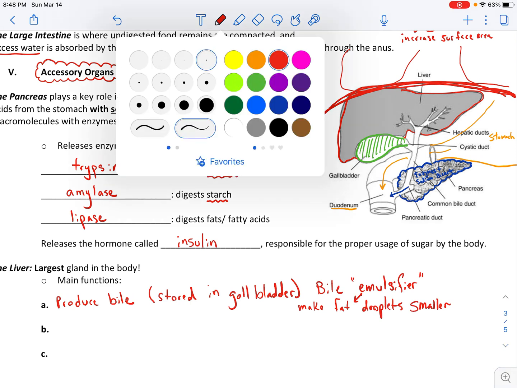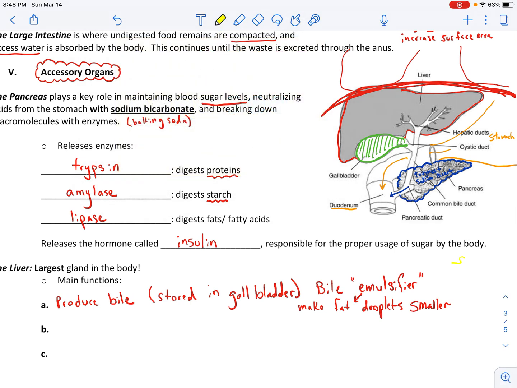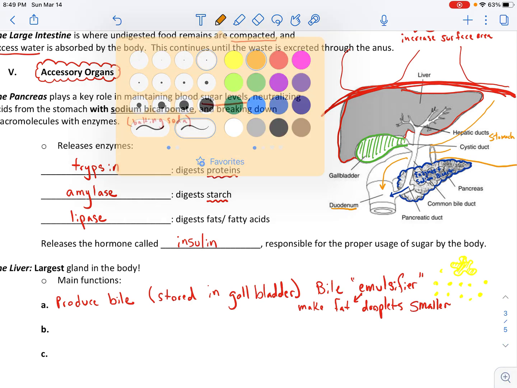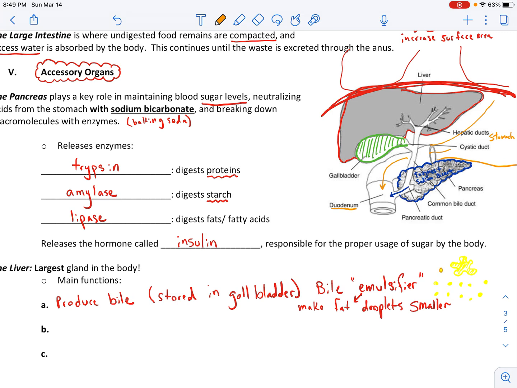And if I were to draw that for you, I'll just change to, let's say, a yellow. If you've got just a really big glob of fat, if you've ever had salad dressing before and you've had a lot of oil and you shake it up really hard, you get tiny little droplets of oil. That's essentially what emulsification is. You make the fat droplets smaller so that in turn lipases can act on the fat much more efficiently.